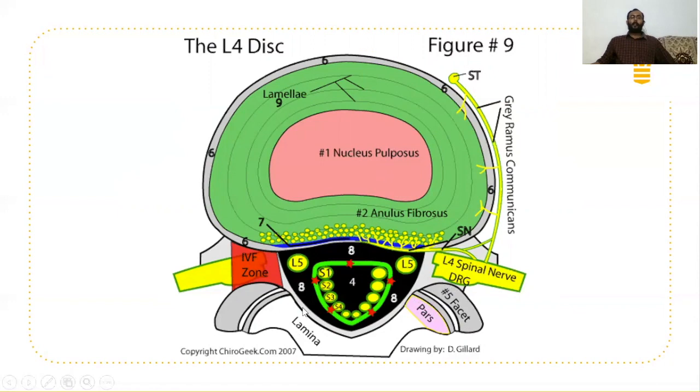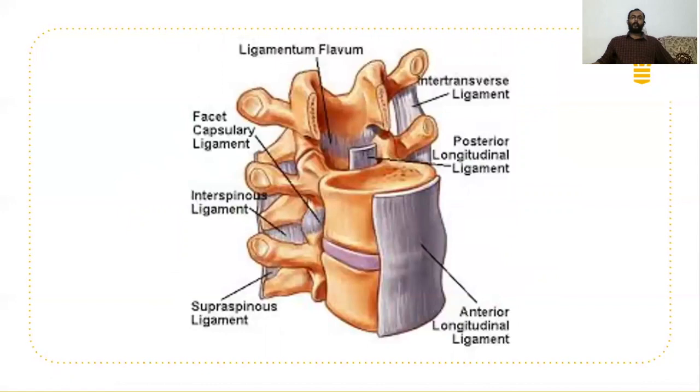Connecting the lamina of each vertebra, there is a ligament called ligamentum flavum. In this picture, you should be able to see the anterior longitudinal ligament, which connects the body of the vertebra and disc anteriorly. Here you can see the posterior longitudinal ligament, which connects the posterior part of the body of the vertebra. Along with that, the disc is also connected.